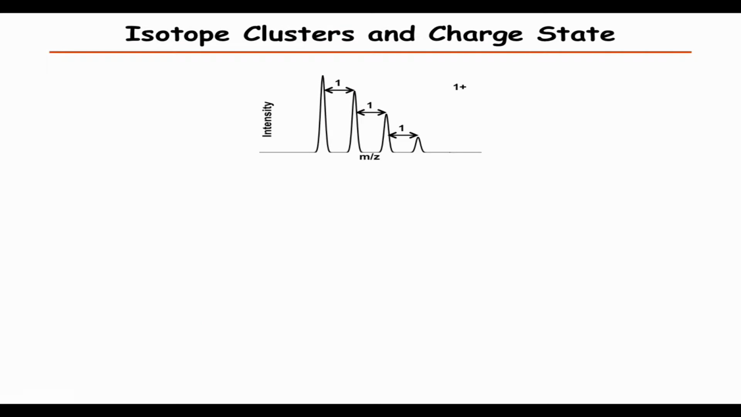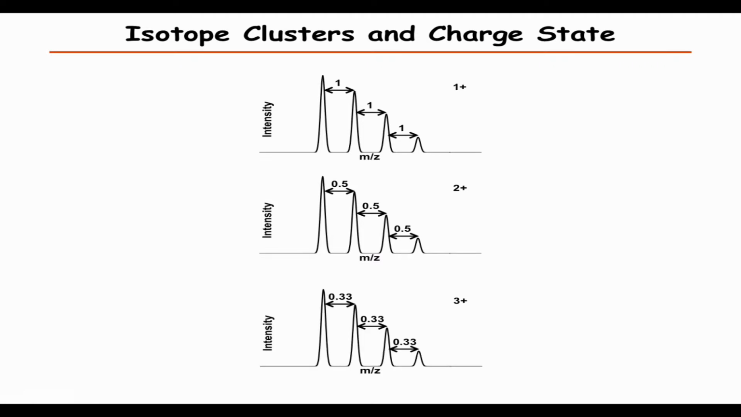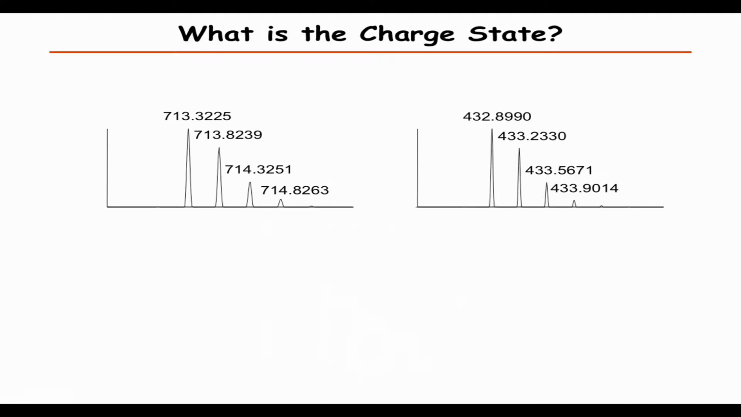So now, what I said before is that you measure mass to charge. But if you have an isotope cluster, then we can easily determine what the charge state is. If there is one m/z unit between the peaks, then the charge is 1. If it's 0.5, it's 2. And 0.33, it's 3 plus. So now, who can tell me what the charge states of these two are?